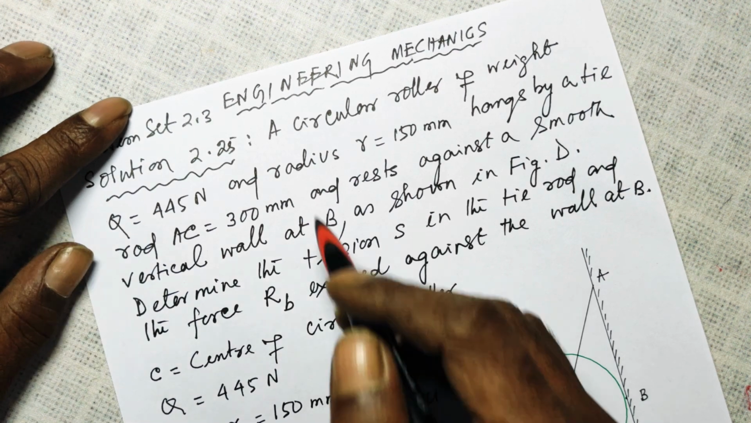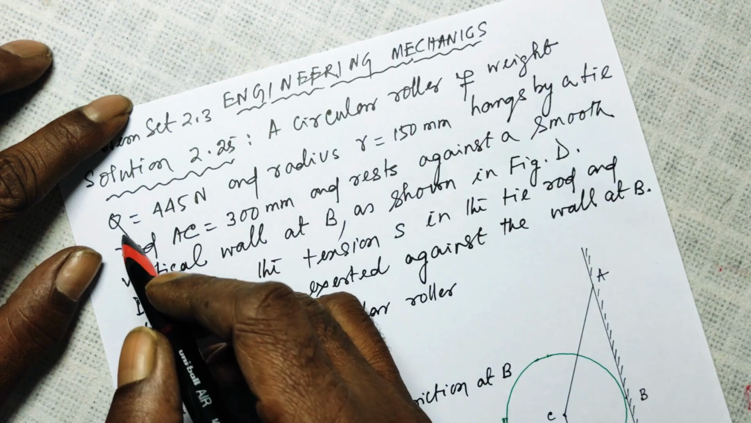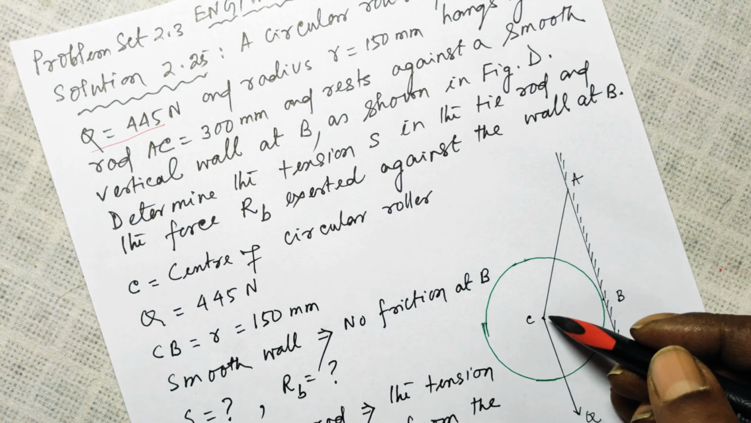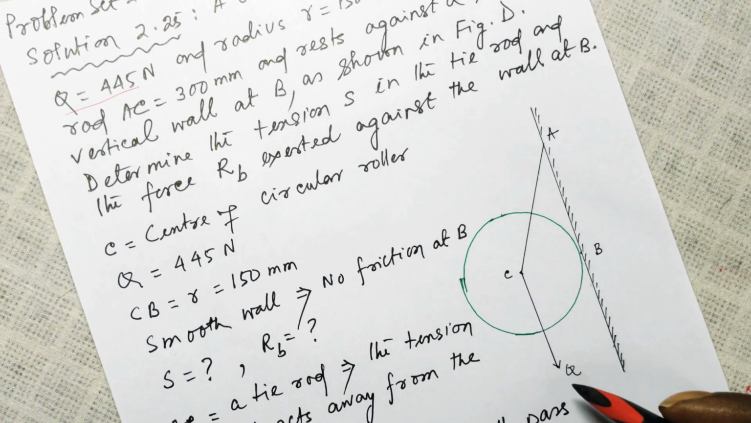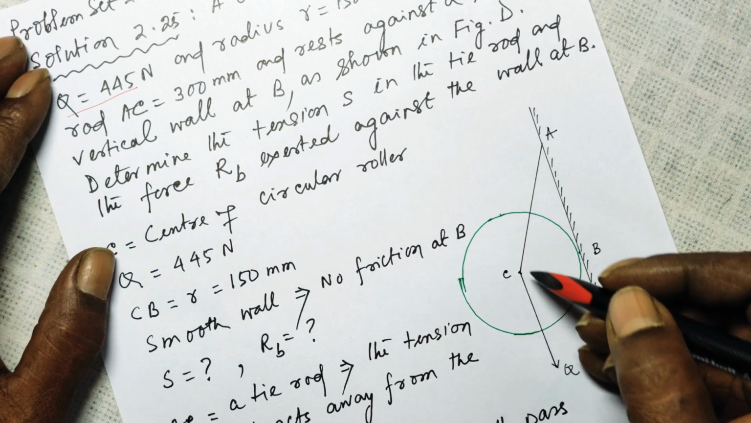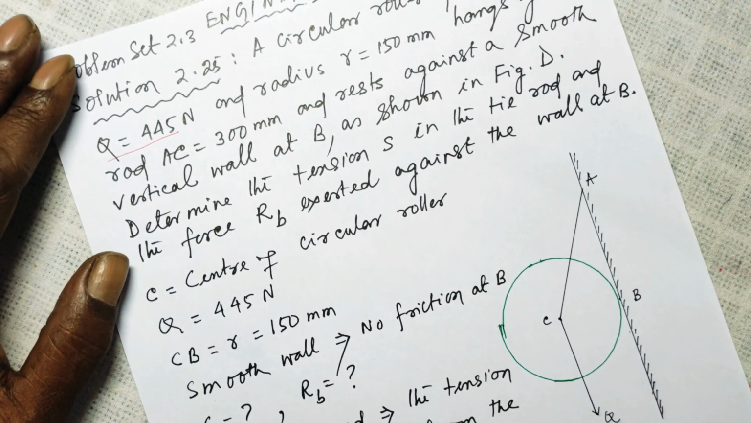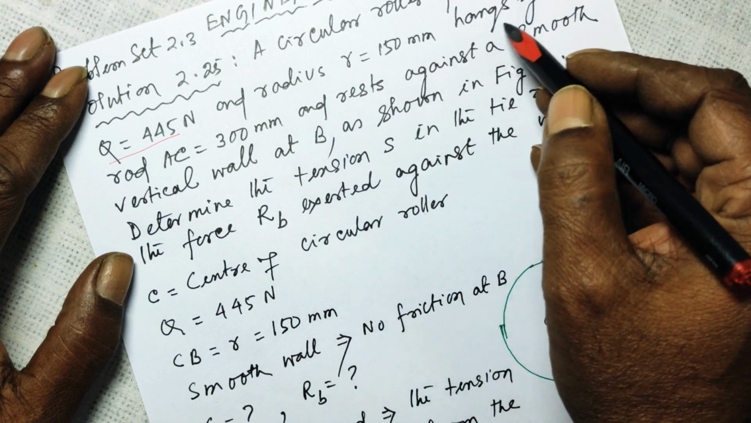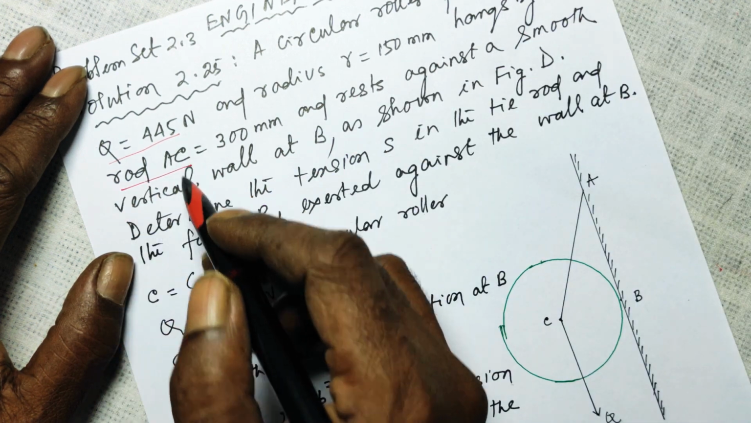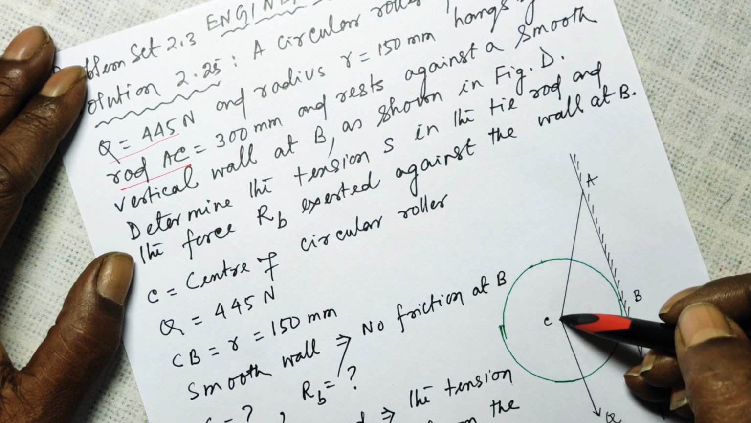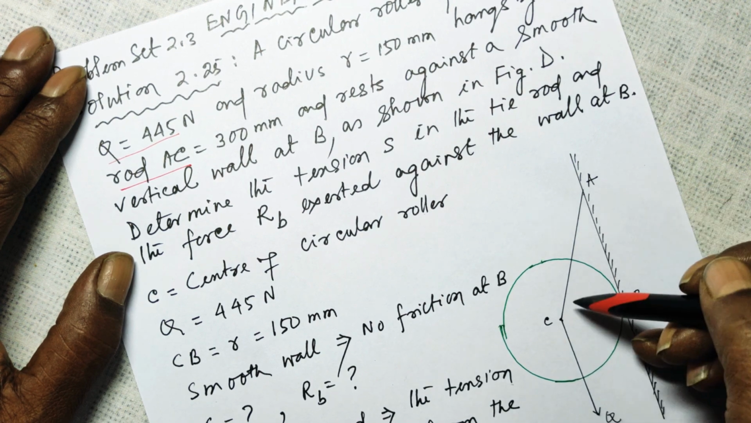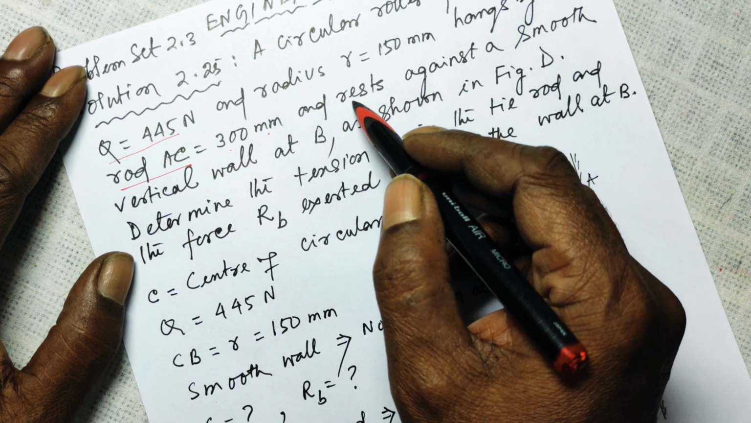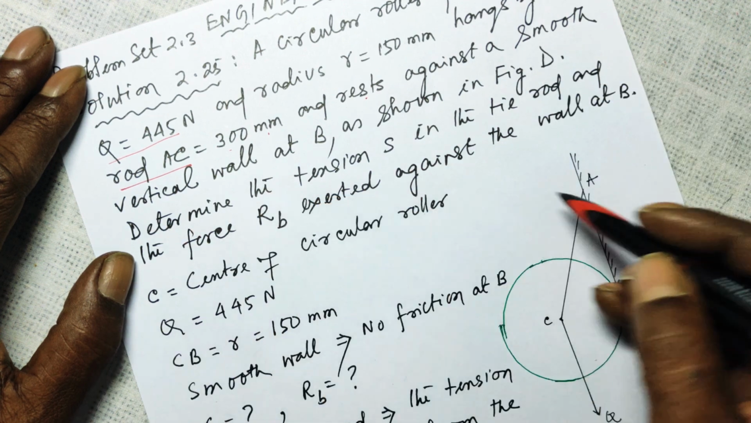The statement is like this: a circular roller of weight Q equal to 445 Newton. This is a circular roller. The weight Q, m into g, is vertically downward because the earth is pulling it, and radius 150 millimeter, hangs by a tie rod AC. This rod from A to C is a tie rod AC. Its length is 300 millimeter.